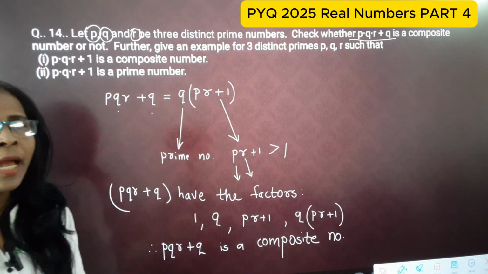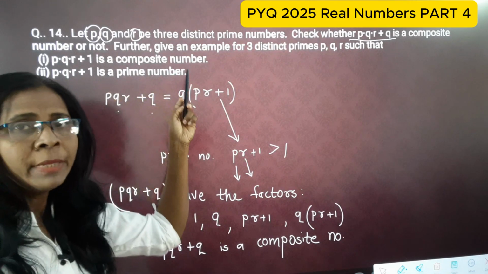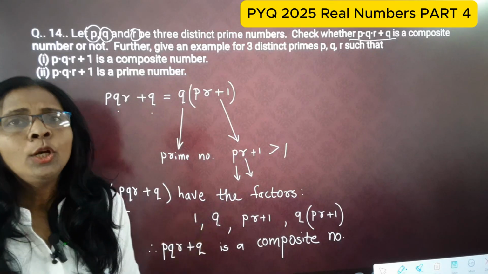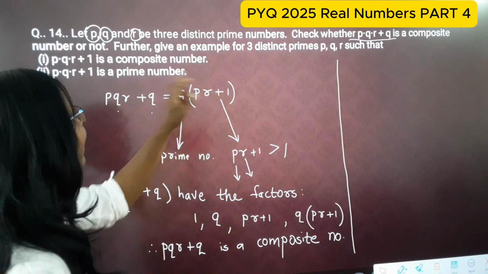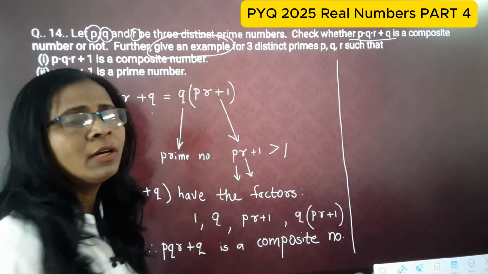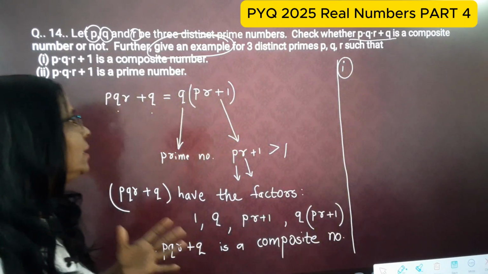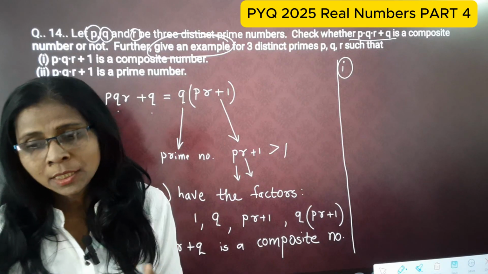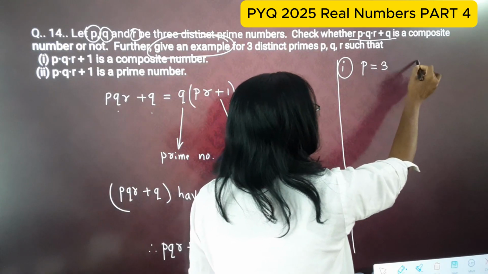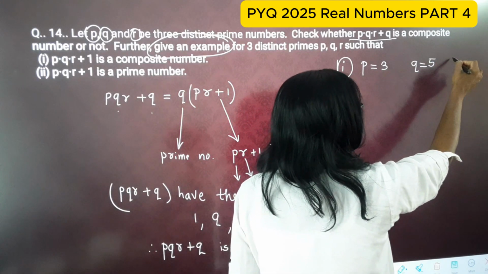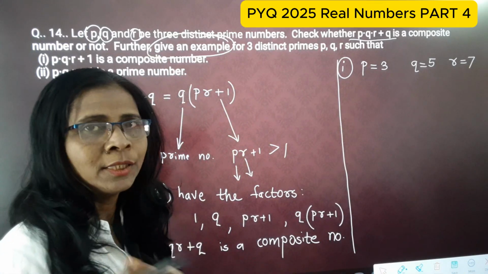Now, students, we have to solve the first one: PQR plus 1 is a composite number. It can be solved by giving an example. We have to show that it is a composite number. So let us take P as 3, Q as 5 and R as 7.